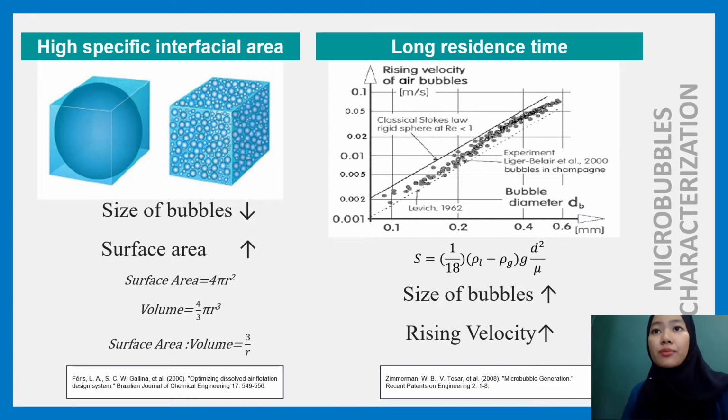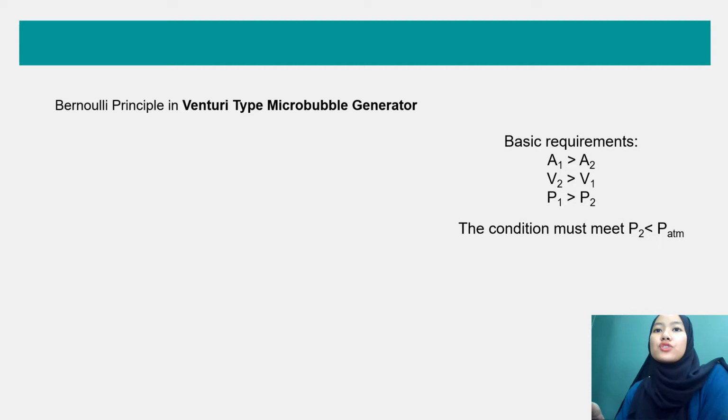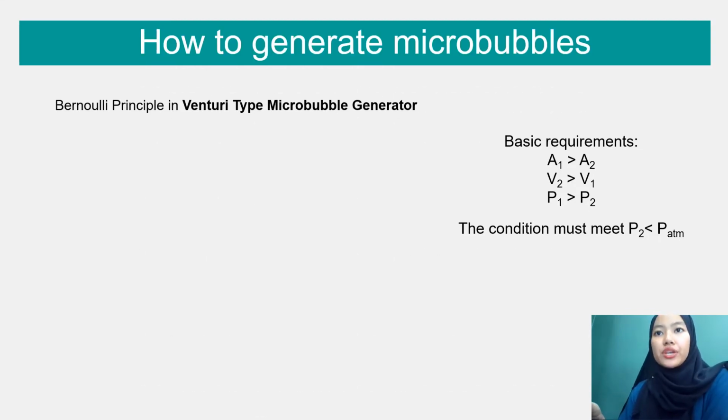Alright, so now moving on to the second characteristic, okay, which is the long residence time. So as you can see from the figure, as the size of the bubble increases, the rising velocity of air bubbles also increases. So this is what we're trying to prevent, okay. We don't want the bubbles to have a big size because the rising velocity would actually increase, okay. So what we want is that we want a bubble with smaller size so that it can actually stay longer in the system. Okay, so now moving on to the next slide. How do we generate microbubbles?